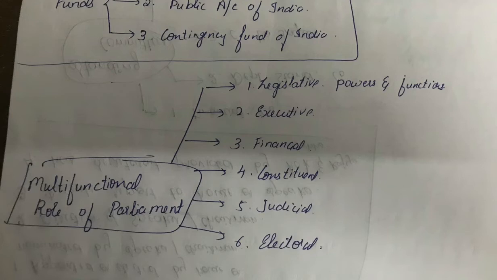And there are multifunctional roles of parliament. Okay, so the first one is legislative powers and functions, where all the legislative matters are discussed. Second, executive matters, like in terms of law and order. Third is financial matters. Fourth is constitutional matters, if there is any kind of amendment that needs to be done. Fifth is judicial matters, and sixth is the electoral process. If any alteration needs to be made on those bases, all those discussions are done in the parliament in such a systematic manner.